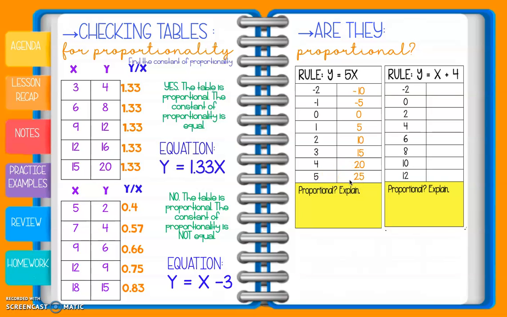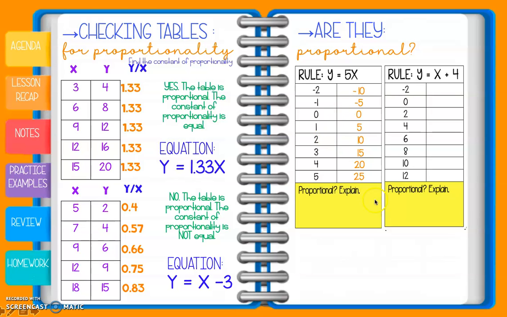Now we have to decide if this is proportional or not. And first off, there's a couple of different ways that we can tell if it's proportional or not. This does represent a proportional table because y equals 5x, that is of the form y equals kx. So we know right now that the equation is proportional because it's of that form. We could find the constant of proportionality for every row, and the constant of proportionality, or the unit rate, would be 5.